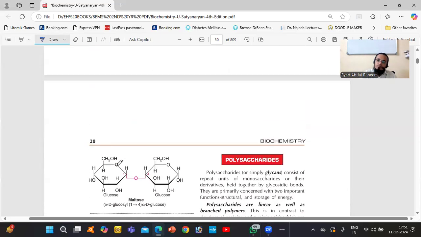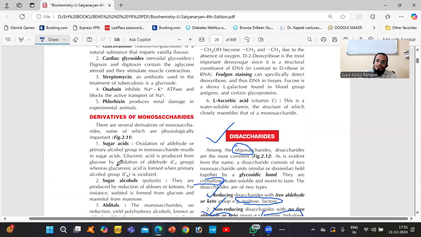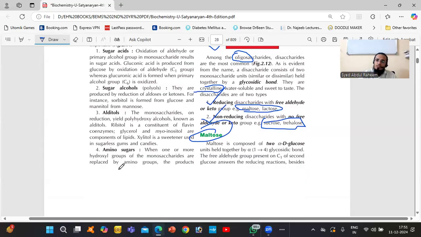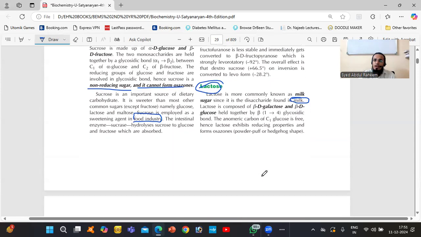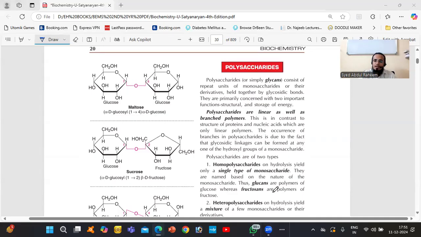So this is all about disaccharides. Disaccharides have two types, reducing and non-reducing. In the reducing, we have maltose, lactose. In the non-reducing, we have sucrose, trehalose. Okay, so we'll continue. Next, we have polysaccharides. So kindly give please 1 minute. We will resume.